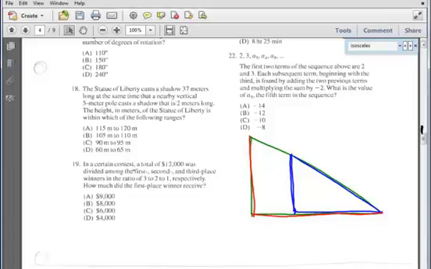So the Statue of Liberty casts a 37-meter shadow, 37 meters long. So this whole red is going to be 37. At the same time, a nearby vertical 5-meter pole, so this is going to be 5, casts a shadow that is 2 meters long, so this is 2. And it says the height of the Statue of Liberty, which is your unknown. So we'll call that S for the Statue of Liberty, right?